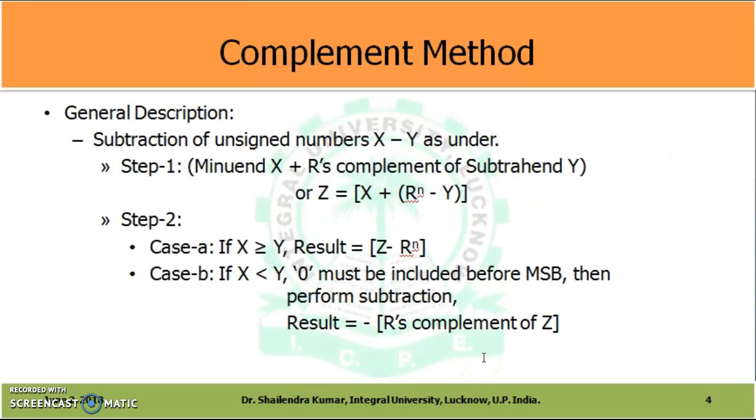In the complement method, the general description is, suppose we have to subtract y from x, so x will be the minuend and y will be the subtrahend. We have to take the r's complement of y. So the formula for step 1 will be z equal to x plus the r's complement of y. For case 2, if x is greater than y, then the result will be z minus r to the power n. And if x is less than y, then the result will be minus the r's complement of z.